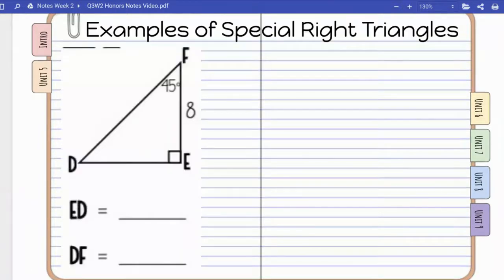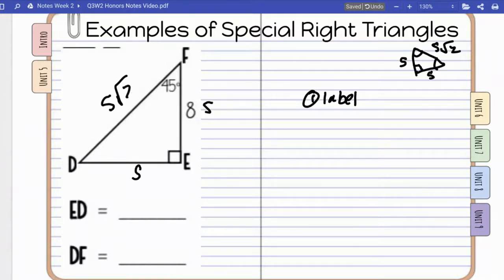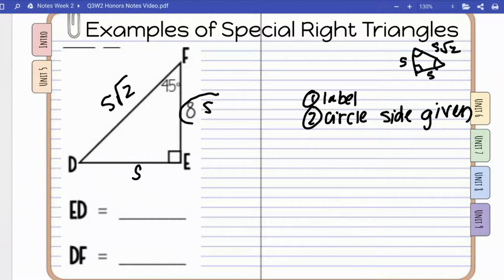Now, special right triangles. Yesterday we talked about how anytime we have a 45, 45, 90 triangle, the sides always get labeled S, S, S square root of 2. That's the pattern it follows. So on this triangle here, the first thing we're going to do is label the triangle: S, S, S square root of 2. Step 2, we're going to circle the side we were given. In our case, we were given 8, so we're going to circle the 8 and the S together.